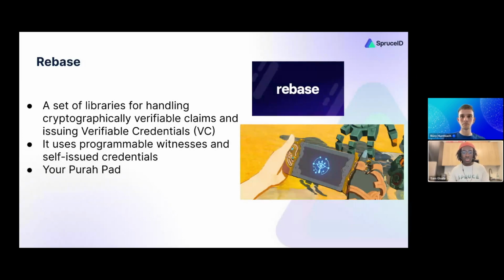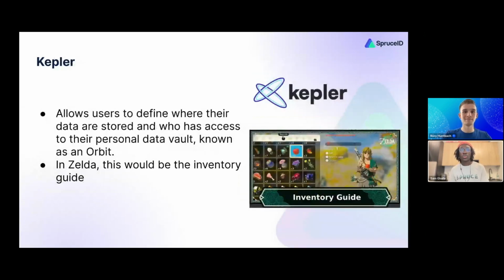And our last slide is Kepler. Kepler is something we've been working on at Spruce for a long time, and it's still in development. It basically allows you to store user data. It allows your users to pick who has access to the data and where it lives. In this example, it'd be comparable to an inventory. We're going to see what Kepler looks like right now.